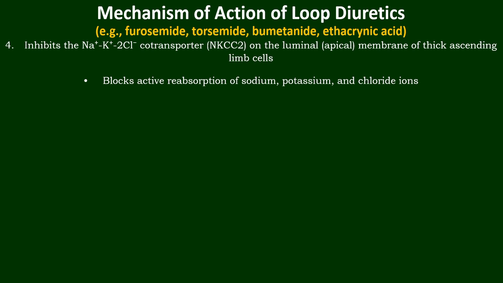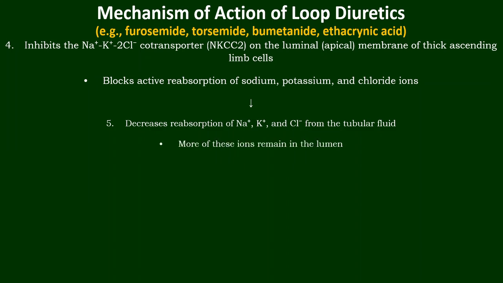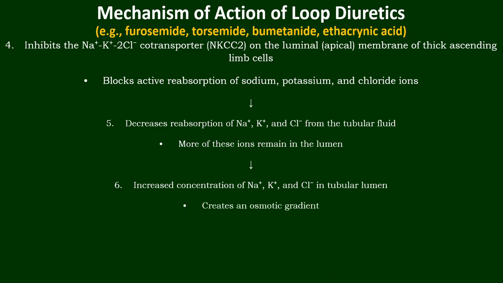Exactly. It stops the active transport of sodium, potassium, and chloride ions out of that tubular fluid, so they just stay there. Okay, wow. So if those ions, Na, K, Cl, are trapped inside the tubule, what happens next? That must change things significantly. Oh, absolutely. You suddenly have a much higher concentration of solutes inside the tubule lumen. Which creates an osmotic gradient. You got it. And the fundamental rule applies. Water follows solutes. Water follows the salt.